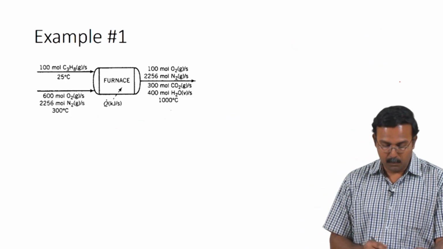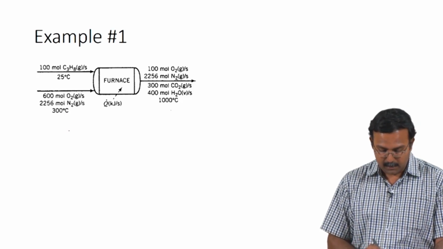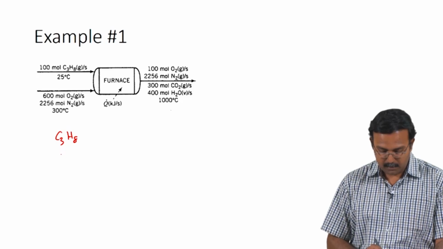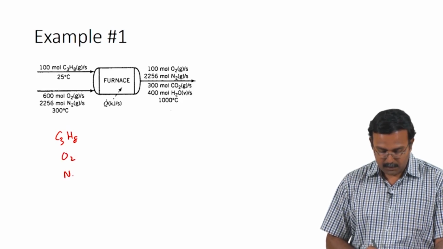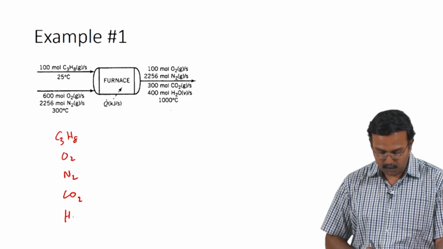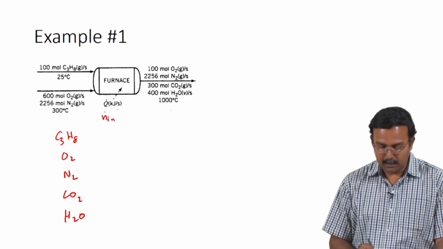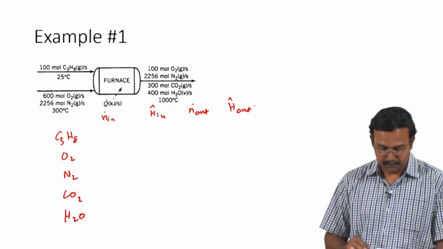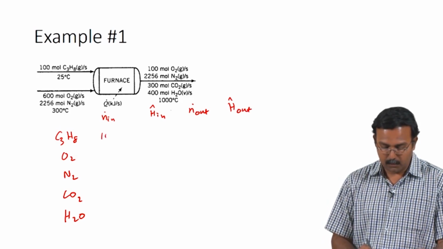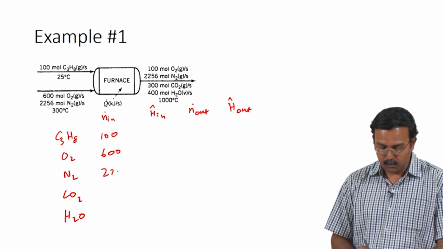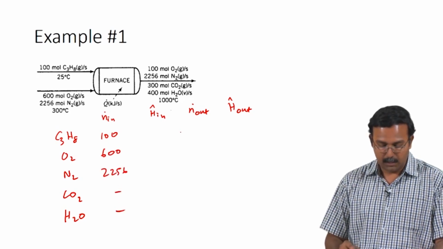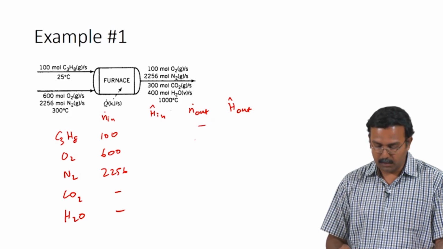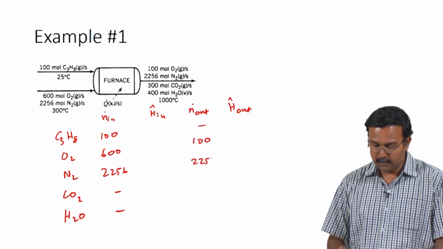Your enthalpy table would now look like this. You would have propane, oxygen, nitrogen, carbon dioxide and water. You have N in dot, H cap in, N out dot and H cap out. So, N in is 100, 600 and 2256, and these are zeros, and you have N out as zeros for this and 100, 2256 and 300 and 400.